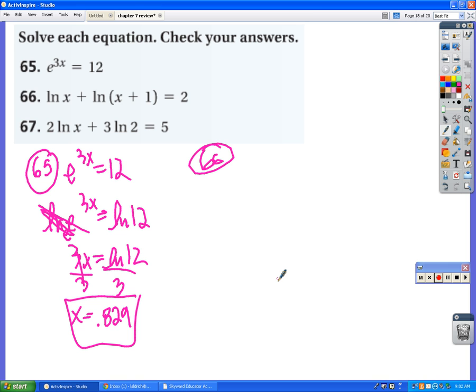Natural log of x plus natural log of x plus 1. What can I do since we're doing addition? Multiply. Change it into multiplication. So natural log of x times x plus 1 equals 2.